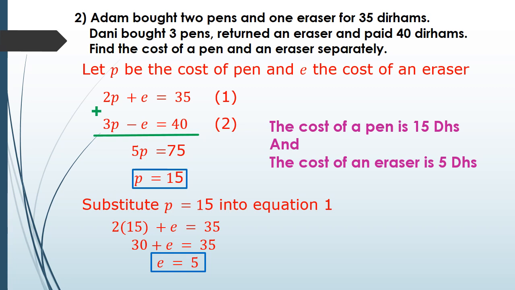To check, I go back to the problem itself, not to the equations. Adam bought 2 pens, which means 2 times 15, and 1 eraser, which is 5. 2 times 15 plus 5 is 35 dirhams. Yes, it is correct. The second statement, then he bought 3 pens, so 3 times 15, which is 45, returned an eraser, so minus 5 dirhams, which is the cost of an eraser. He paid 40. 45 minus 5 is 40 dirhams, so it is correct.